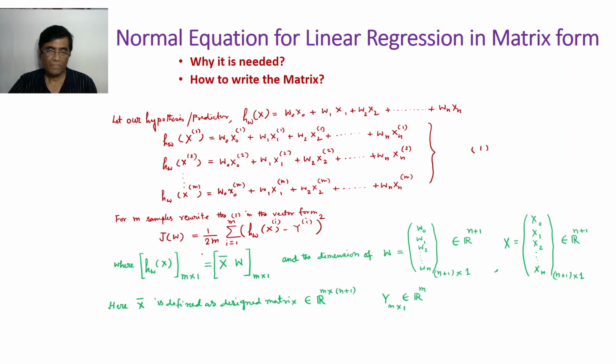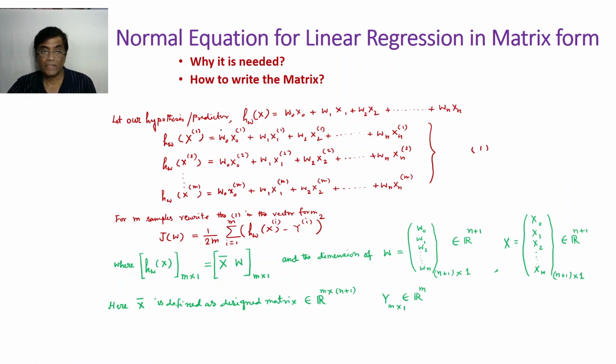Now, this is my expression number 1, and I would like to represent it in vector form. So h is the predictor, parameterized by w, a function of the features. And what is the dimension of this vector? There are m number of samples, so obviously m cross 1. This is equal to, and suppose I call this matrix x bar, times w. Let us see all the dimensions right now.